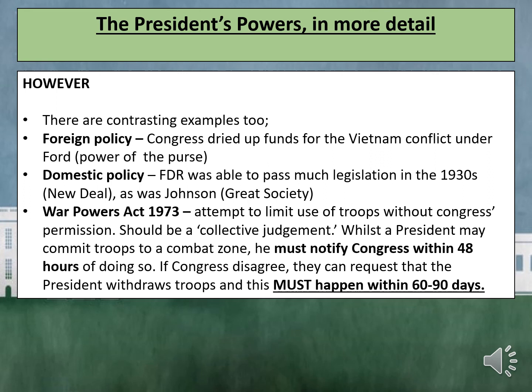This should be known as collective judgment. However, a president may commit troops to a combat zone. He must notify Congress within 48 hours of doing so. If Congress disagree, they can request that the president withdraws the troops, and this must happen within 60 to 90 days. All of these serve as checks against the president in terms of his foreign policy powers.